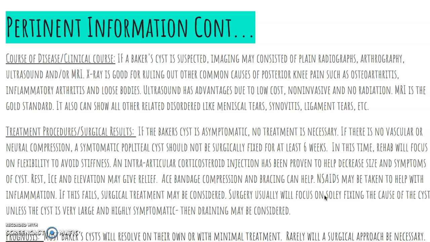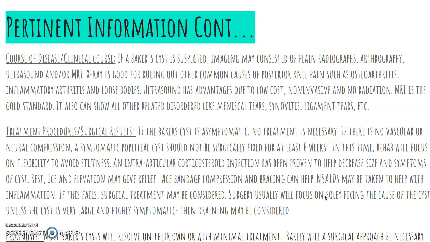So the course of the disease, if the Baker cyst is suspected, imaging may consist of just normal x-rays, an arthrogram, or ultrasound or MRI. X-ray is good for ruling out all the other common things that can be wrong with the knee, such as osteoarthritis or a break of the bone or anything like that, or inflammatory arthritis or loose bodies.